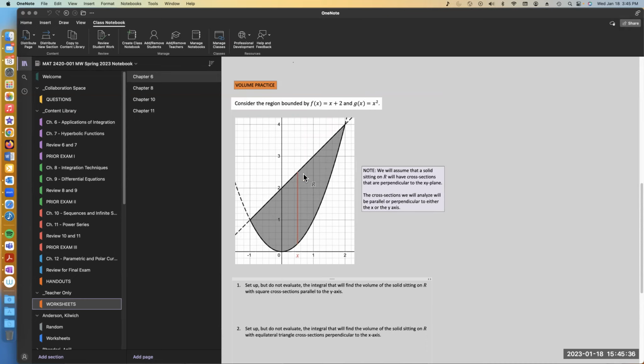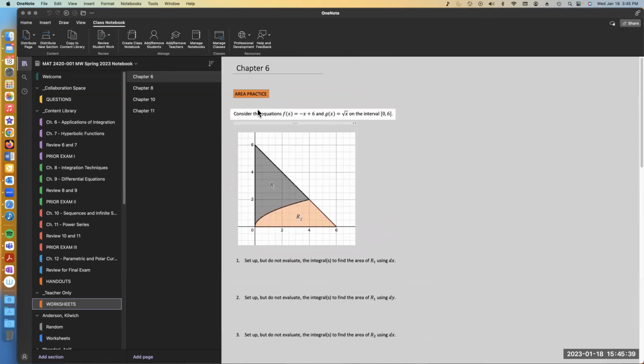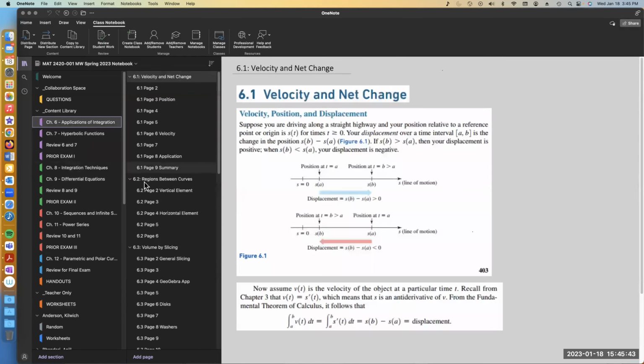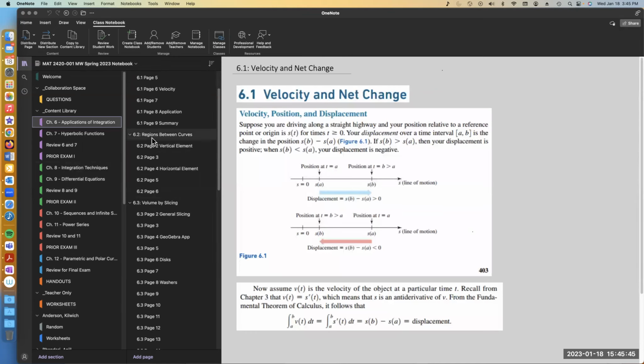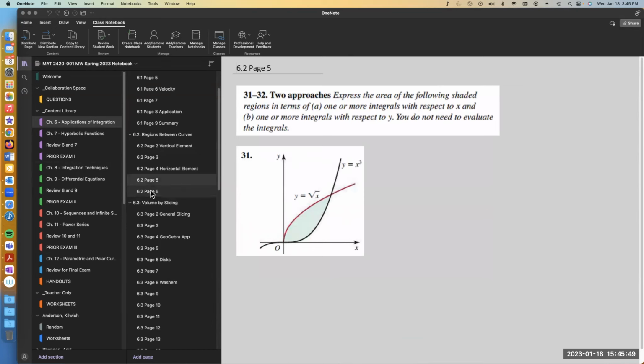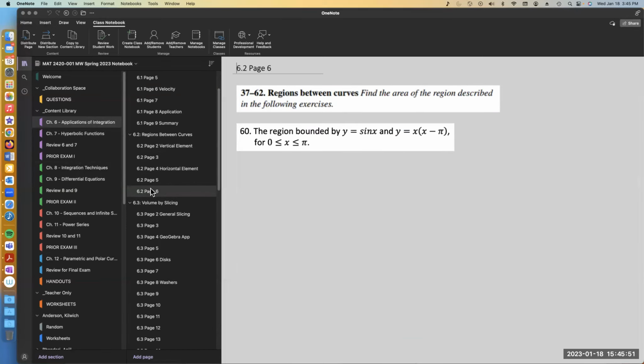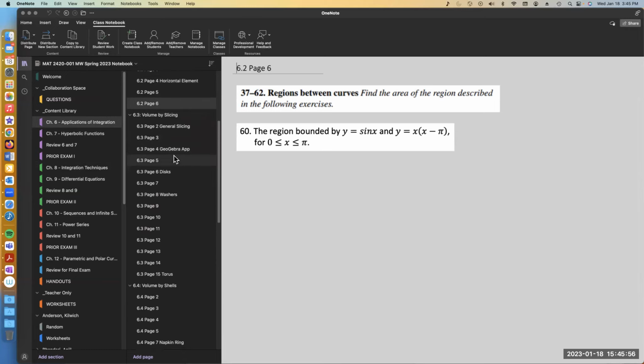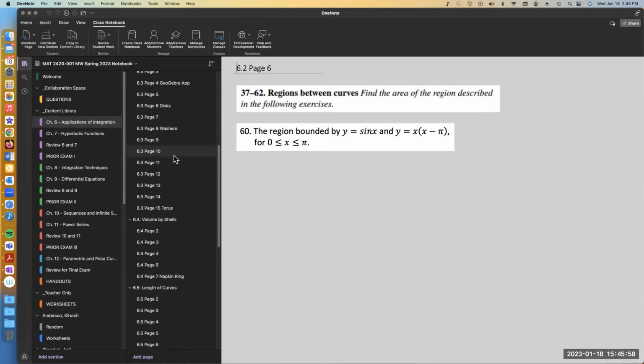You can pace yourself, and I'm going to try to label them pretty clearly. So this is area. Section 2 is where we start finding area between curves. Once we finish section 2, you should be able to do that first chunk. And the volume portion ends at section 6.4.